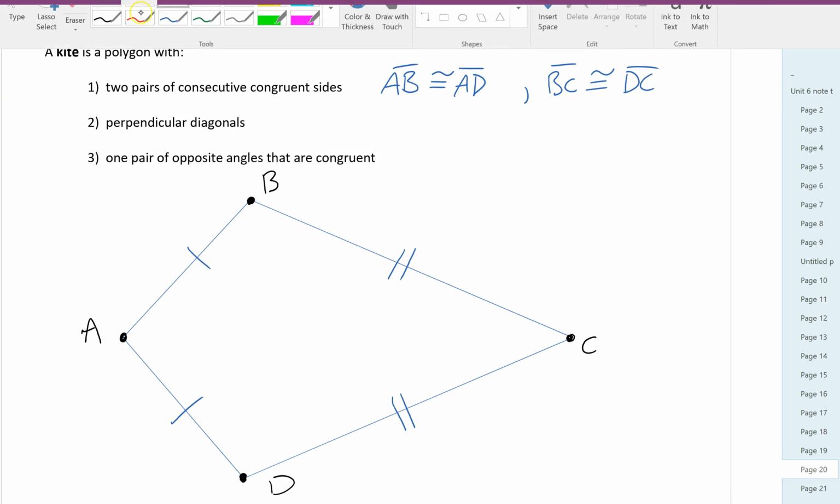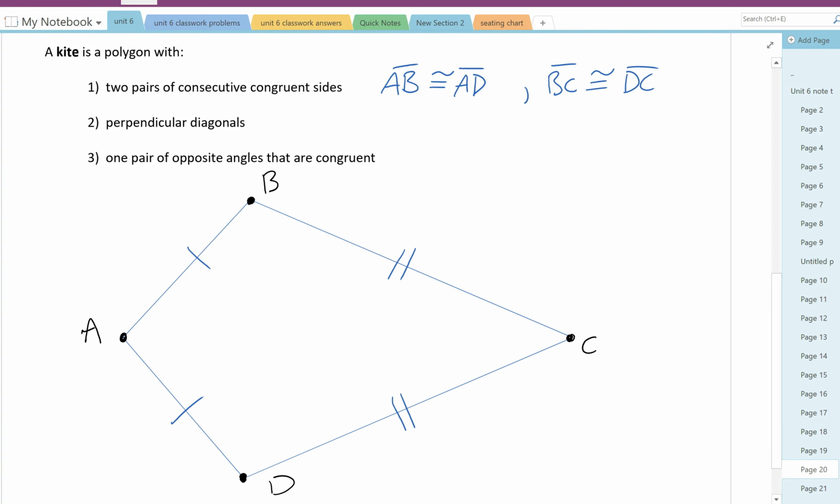The diagonals, so if I draw diagonals in here from A to C and then from B to D, those two diagonals are going to be perpendicular. And remember, perpendicular means two lines that cross or intersect at a right angle. And so that means that line segment AC is perpendicular to line segment BD.